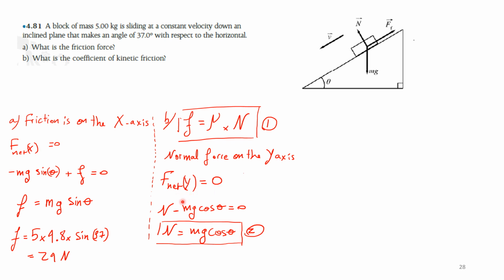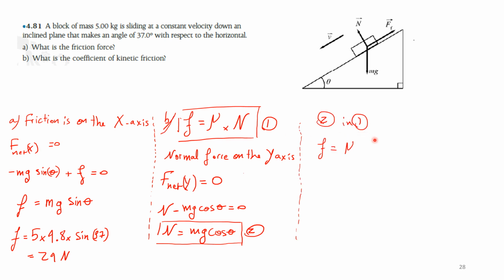What are the forces on the y-axis? Of course, it's the normal force, and in this case, part of the force of gravity, which is mg cosine the angle. It's downward, so it's minus mg cosine the angle. So N is equal to mg cosine the angle. So we know the normal force. We calculated the normal force, and we replace it in this equation to calculate mu, because F is already calculated in part A.